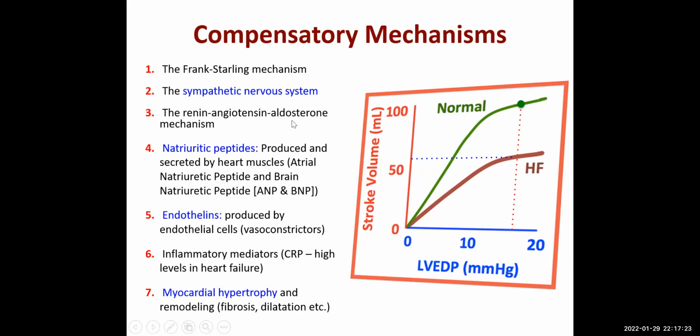Renin-angiotensin aldosterone system, it increases the fluid volume, intravascular fluid volume, so that's not good for the heart. Natriuretic peptides are good for the heart. Endothelins are not good. They cause vasoconstriction. Inflammatory mediators are sort of biomarkers. We use that as one of the diagnostic parameters. And myocardial hypertrophy is also not good, fibrosis and dilatation. So what we do in the treatment of heart failure is that we address all of these harmful or detrimental compensatory mechanisms, and we try to correct them or counter them to whatever extent is possible, right?